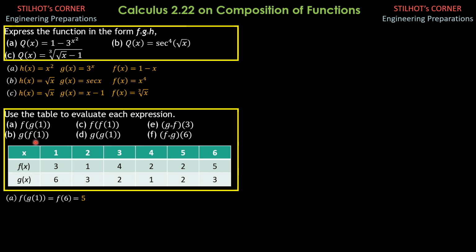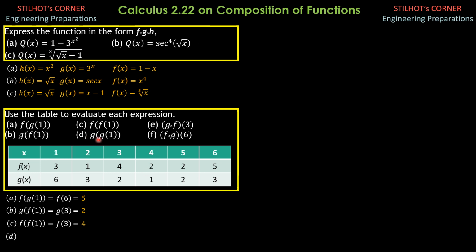B, g of f of 1. Because f of 1 is 3, that is the same as g of 3. And g of 3 is 2. So the answer is 2. Part C, f of f of 1. F of 1 is 3. So that is the same as f of 3. And f of 3 is 4. So the answer is 4.